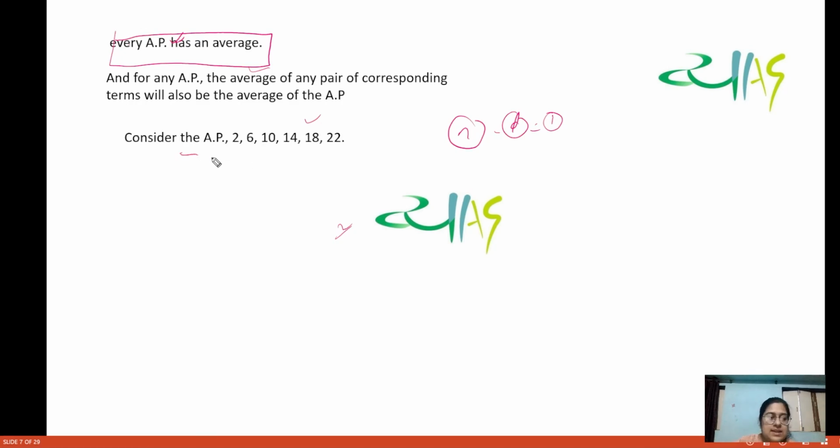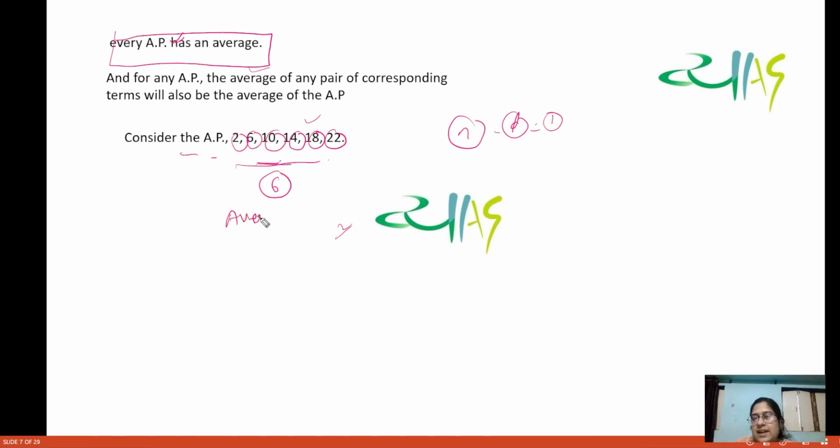Okay, consider the AP. You have 2, 6, 10, 14, 18 and 22. Now what is the average of this AP? So just add these and divide by 6, and you will get your average.